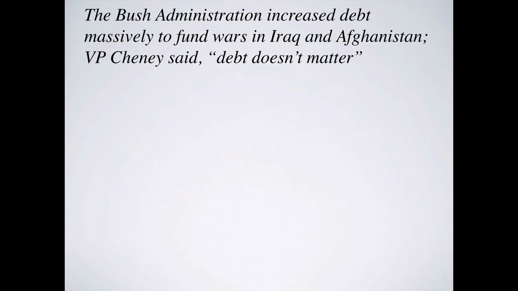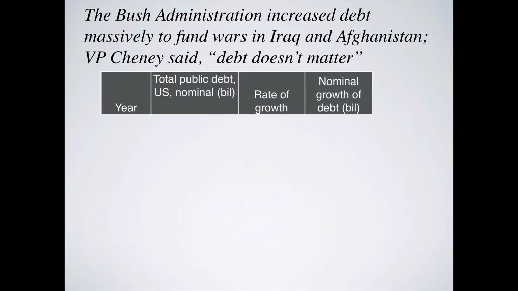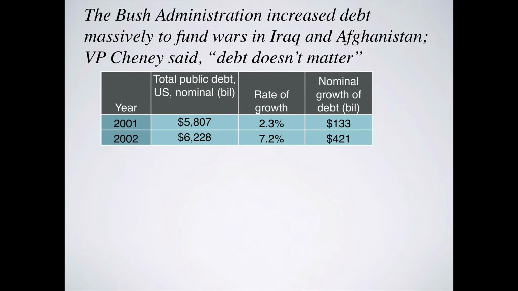Now we look at the Bush administration, and of course, what they did here was increase debt massively in order to fund wars in Iraq and Afghanistan. The vice president at the time, Dick Cheney, said that debt doesn't matter. And we certainly see that in terms of their actions. There's never really an attempt to rein in spending under that administration whatsoever. Initially the debt grows rather slowly. This is kind of a holdover from the Clinton years. But in 2002, this is when the war in Afghanistan begins.